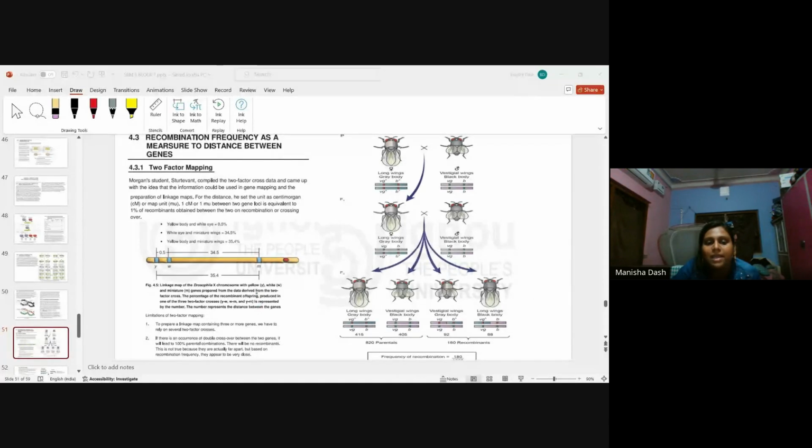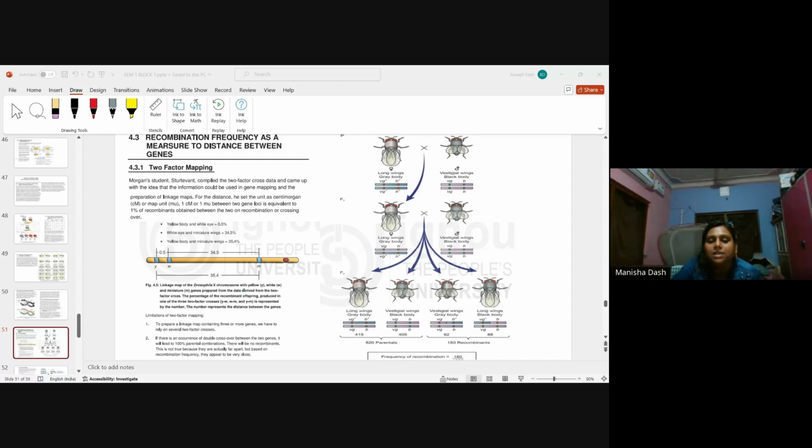So long wing and gray body like the parent, vestigial wing and black body like this parent, but vestigial wing with a gray body, that is a recombinant character, and long wing with a black body, that is again another recombinant character. So how will you predict the map distance between them?